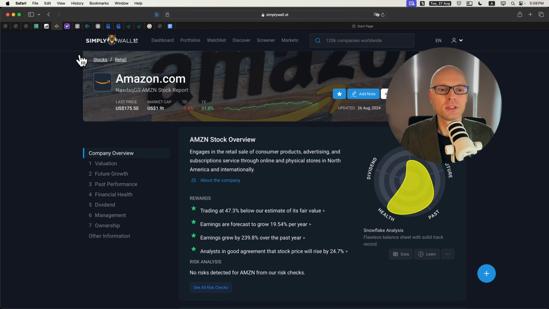Now let's switch to Simply Wall Street, and this is another website where you can get a quick estimate of the fair value of the company, and they also show you if there is any risk associated with the company you're trying to research. And apparently in this case there is nothing, but you still should investigate further just to make sure.